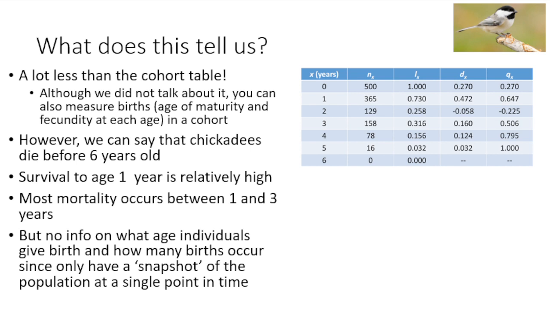So what does this table tell us? It doesn't tell us too much. We do know that the chickadees die before 6 years old. Survivorship to 1 year is relatively high. Mortality between 1 to 3 years is the most. But we don't have much information on individuals, how many individuals give birth or how many births occur, since we only have a snapshot.